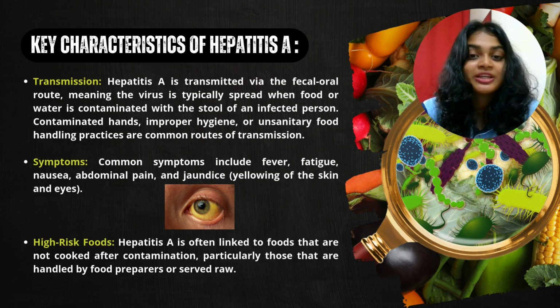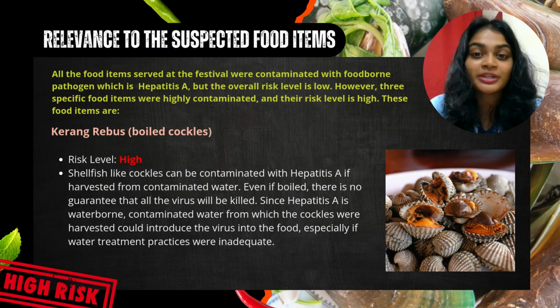Secondly, symptoms. Infected individuals may experience fever, fatigue, nausea, abdominal pain, and jaundice, which causes yellowing of the skin and eyes. Lastly, high-risk foods. The virus is often linked to foods that are not cooked after contamination. Raw or minimally processed foods handled by food preparers pose a significant risk. Relevance to the suspected food items.